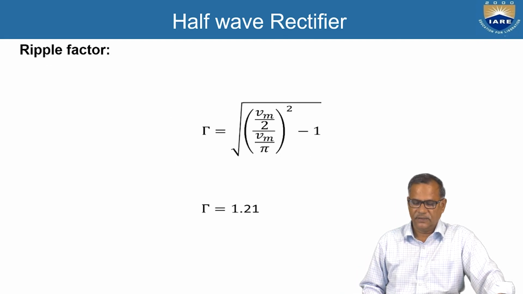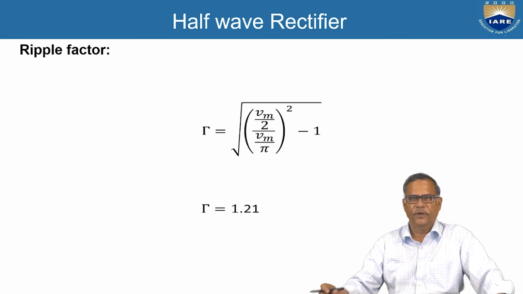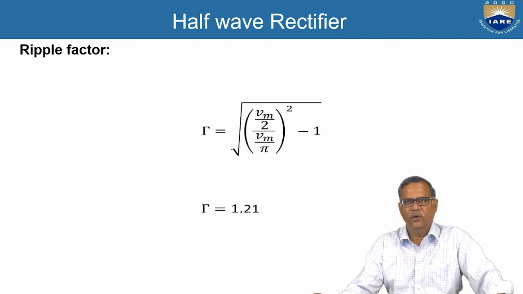And the ripple factor indicates the amount of ripple present in the output voltage or output current, and that is equal to 1.21, and ideally this should be 0.